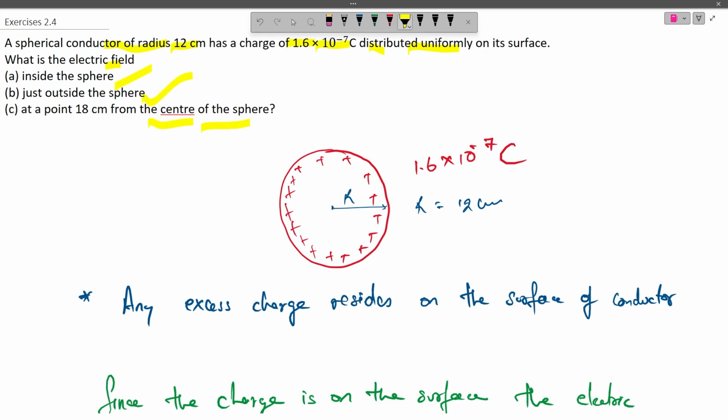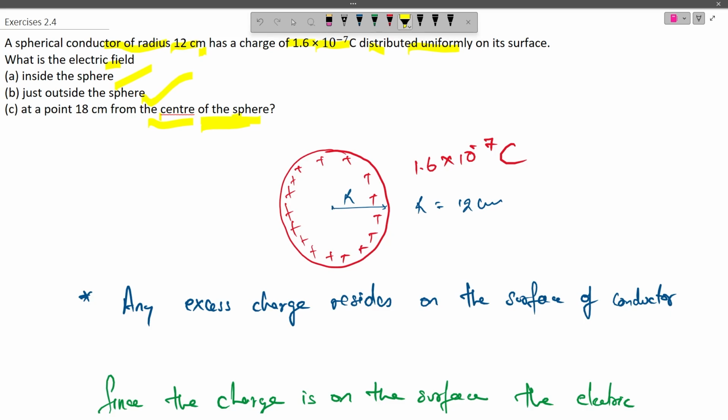So here in this question, a sphere is given which is a conductor, and it has a radius of 12 cm and a charge of 1.6 × 10^-7 coulomb distributed over its surface. Now we have to find the electric field in three different areas. The first is inside the sphere, the second is just outside the sphere, and the third is at a point 18 cm away from the center of the sphere.